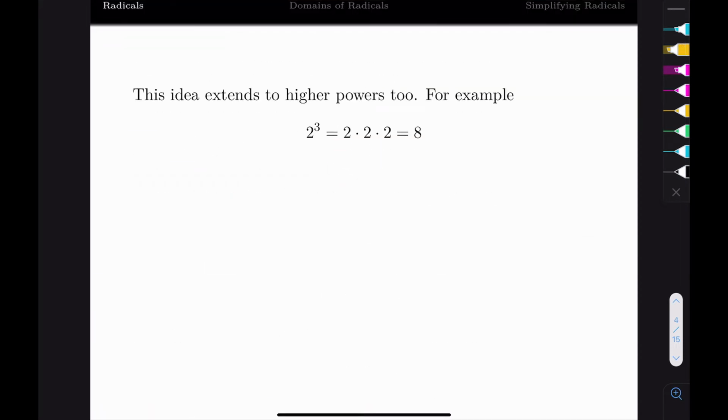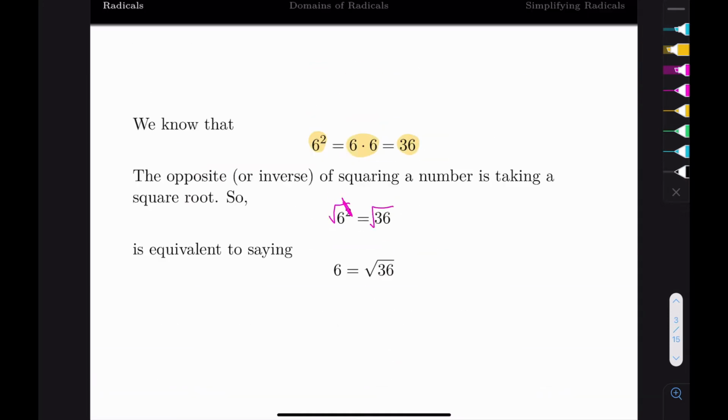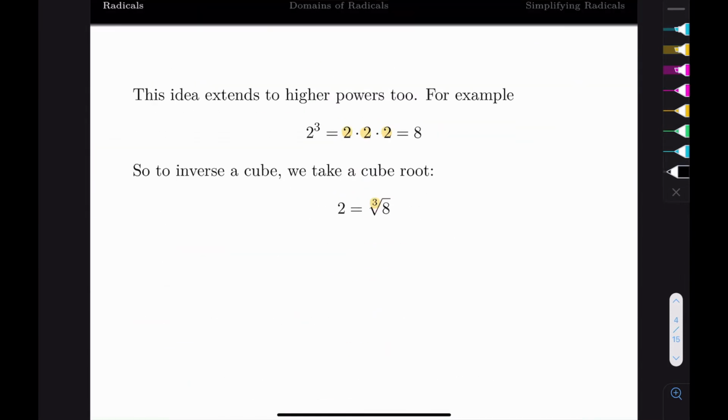So if we have 2 to the third, it means 2 times 2 times 2, which we know is equal to 8. So to inverse this cube power, third power, we take a cube root. So the way we indicate that it's a cube root is we put a little 3 right here. For a square root, you won't see a number inside of there. That automatically means that there's just a 2 sitting in here.